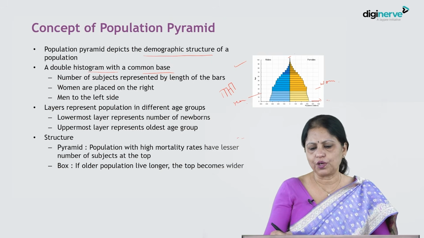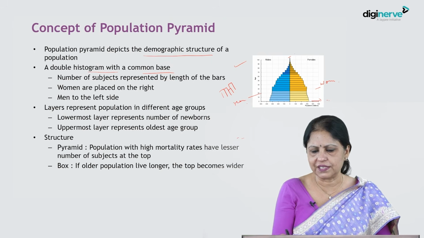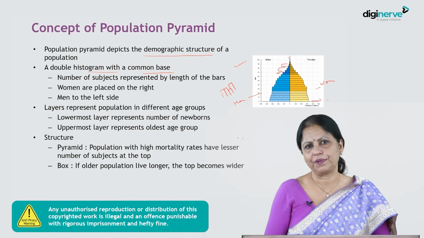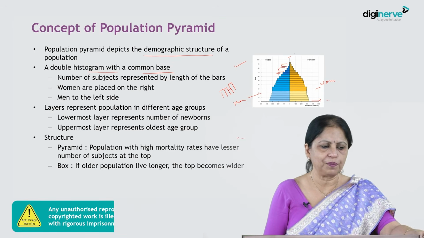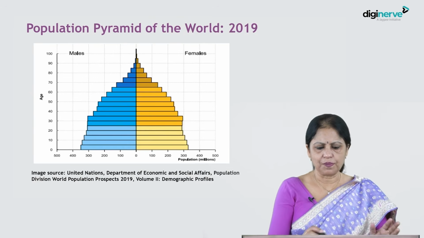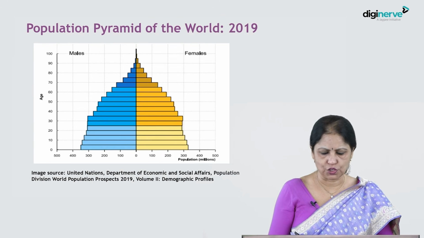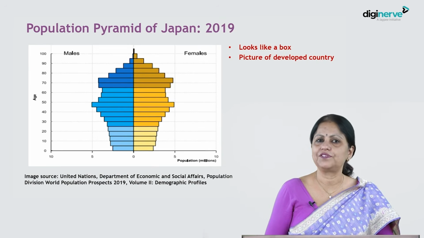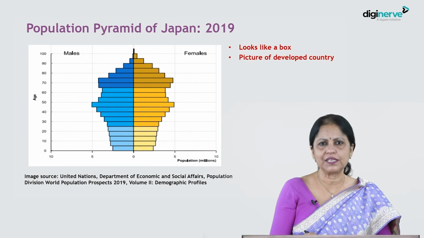But if the older population live longer, then these bars will become bigger and so the shape of the pyramid will change. So I will show you what the pyramid looks like in different types of countries. This is the population pyramid of the world that I have shown you now. And this is the population pyramid of Japan. Japan is a high income country. So here you can see the pyramid.